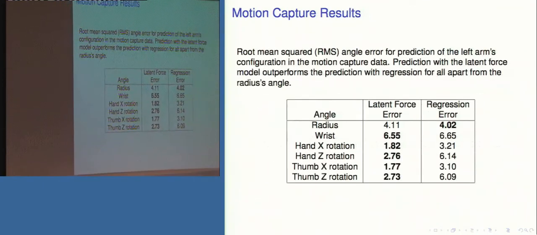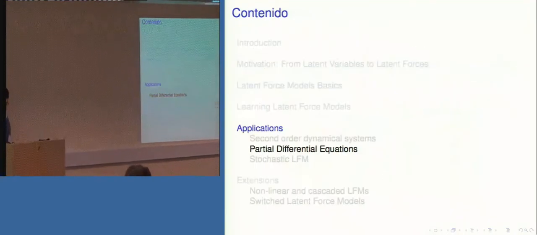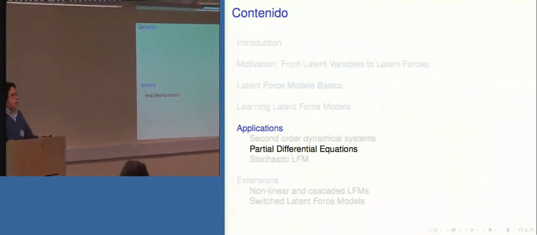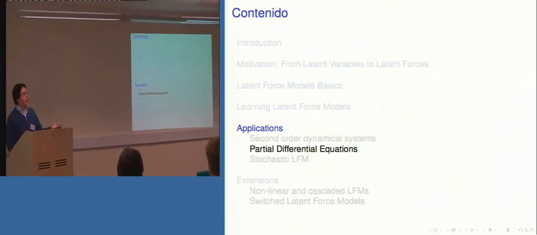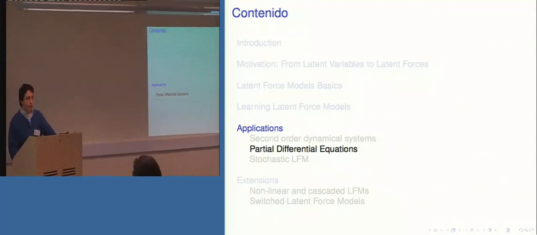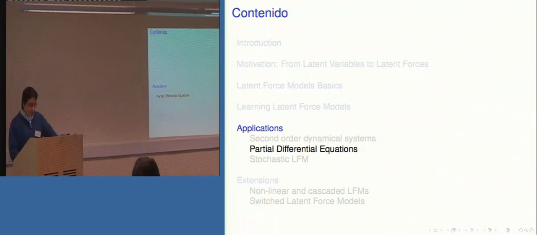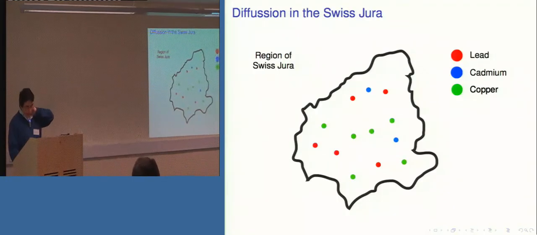Okay, so I'm going to skip through this because Neil already explained this. So I'm going to talk about partial differential equations. So that was an example, Neil was giving an example with dynamical systems, a second order dynamical system. Now I'm going to talk about partial differential equations and a bit about stochastic differential equations for some examples we did in the past. So this is a very classic problem in geostatistics.